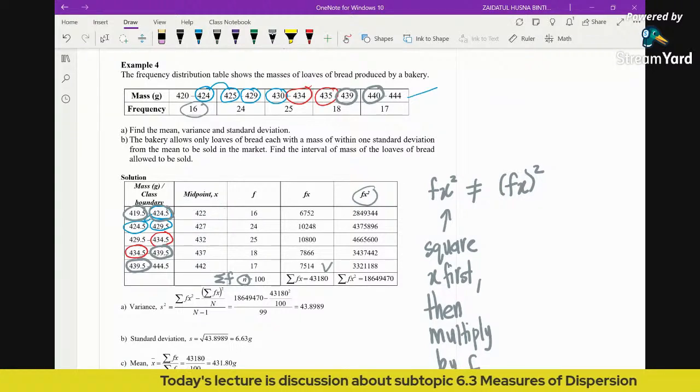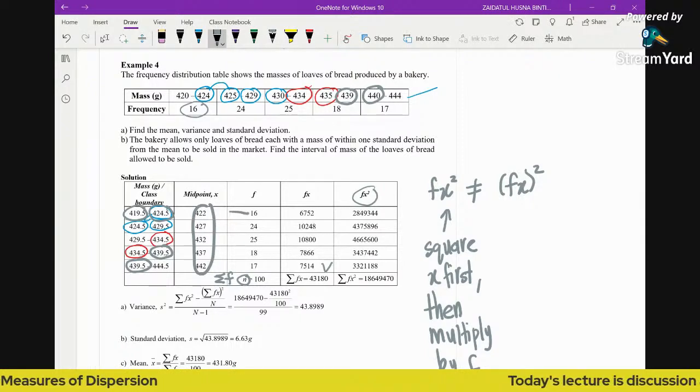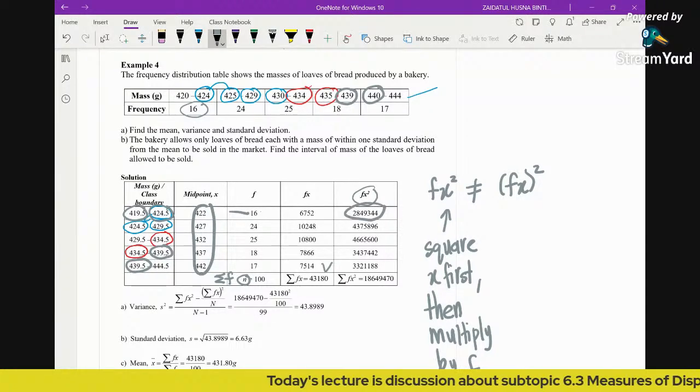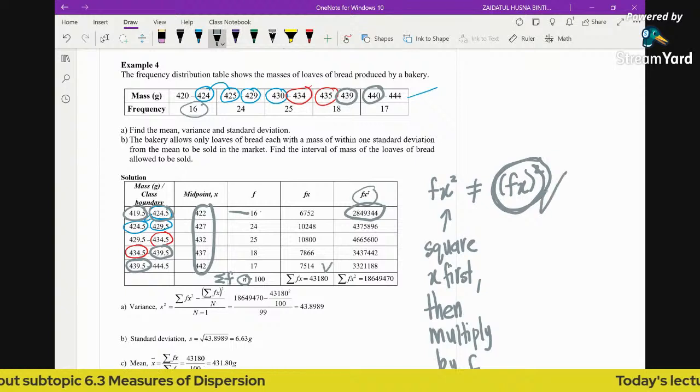These are all the values of x. So what you do, you need to square this value first, then you multiply by f. So here you need to square the 422, then you multiply by f. This is the value that you will get. Not this one. So not this square of fx. This won't be used in any of the formulas. So this is not being used.